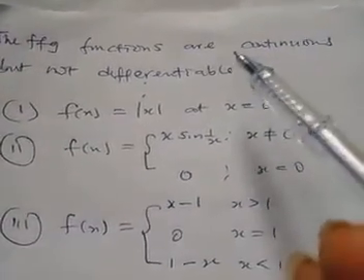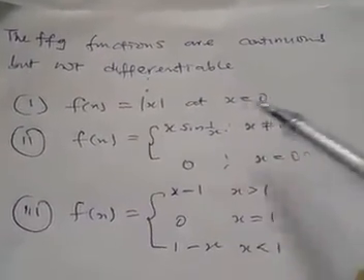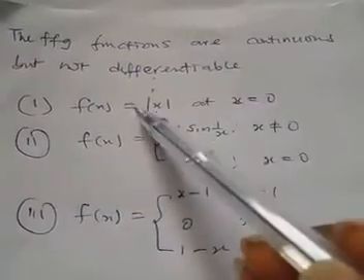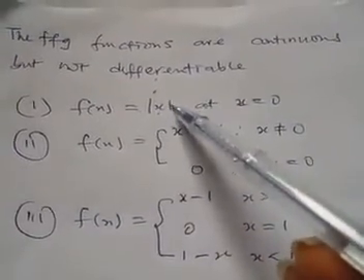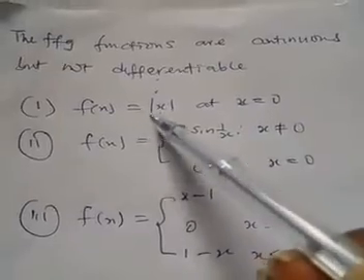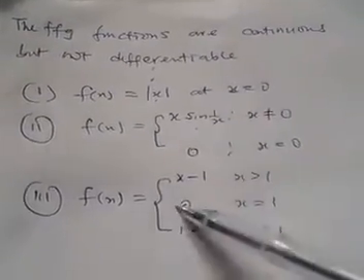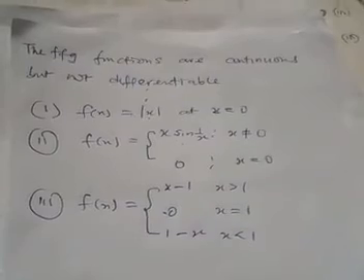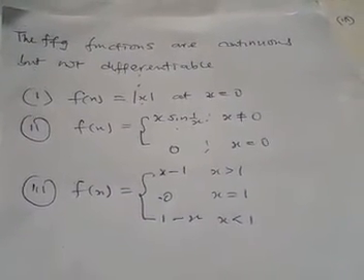So the following functions are continuous but not differentiable. This one is continuous. In fact, we have shown that this one is not differentiable at s = 0, but it's continuous. This one too, they are both continuous and not differentiable.